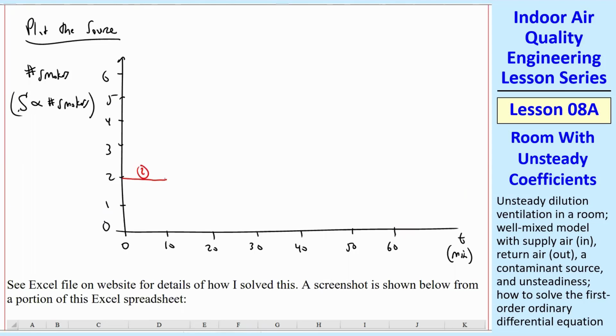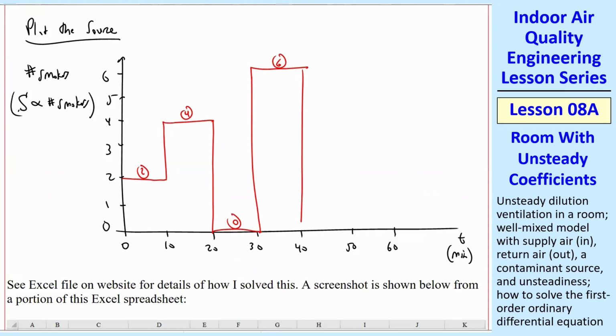2, and then it jumps up to 4 for the next 10 minutes. Then it drops down to 0 for the next 10 minutes till 30 minutes has gone by. Then it jumps all the way up to 6. And then it drops down to 4 for the next 10 minutes. And at 50 minutes, nobody smokes from then on. Our source will look proportional to that.